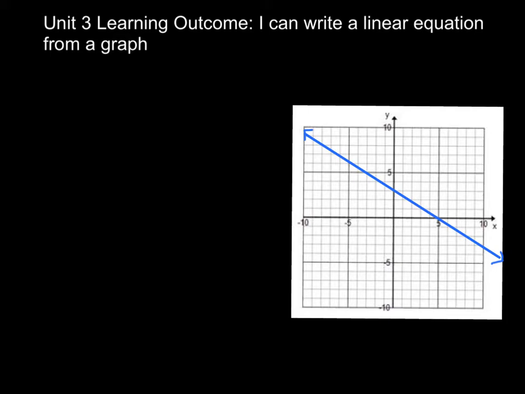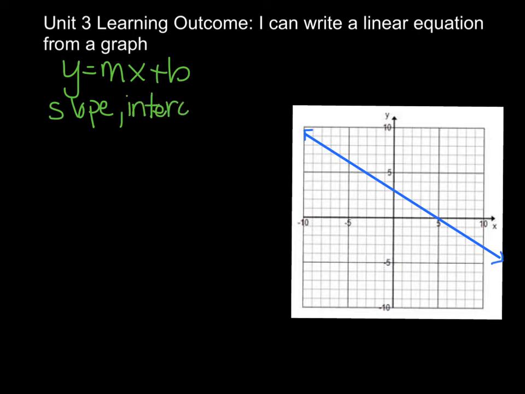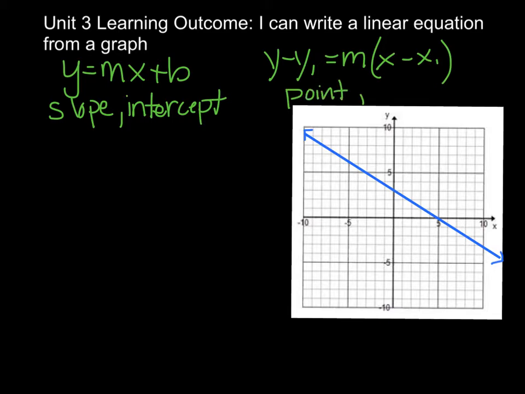So the very first thing you want to ask yourself is, as I look at this graph, am I going to be using y equals mx plus b, where I have a slope and an intercept, or am I going to be using y minus y1 equals m times x minus x1? So again, what am I going to be doing here? Am I given a point and the slope, or am I given the y-intercept and the slope?